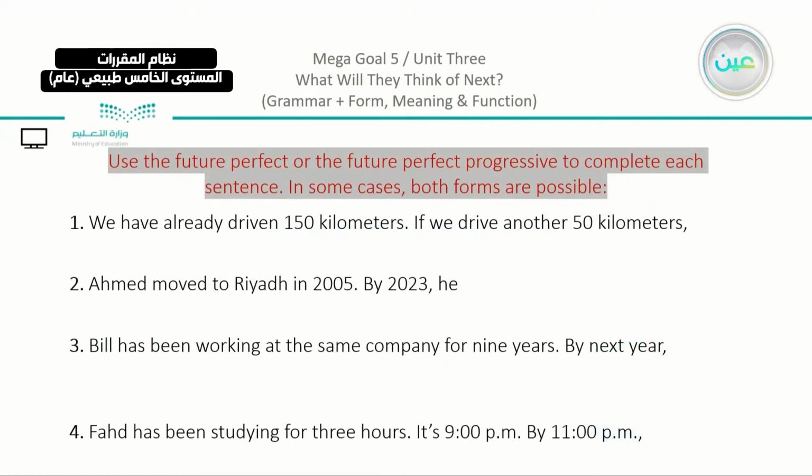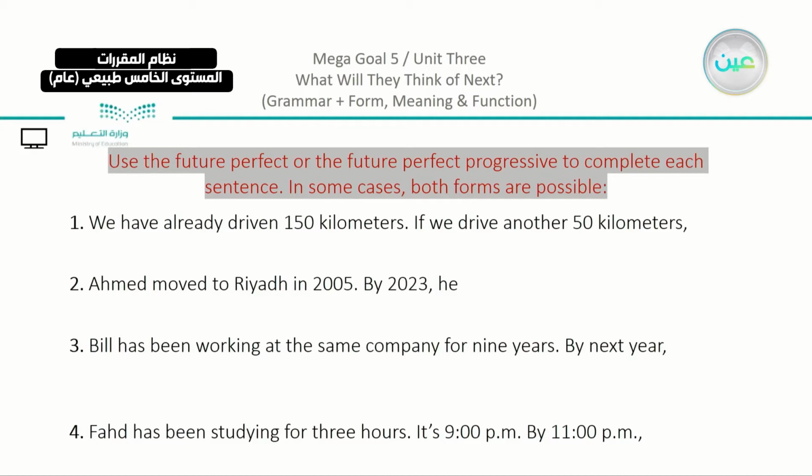Now we have here, this is going to be our new exercise. We have here: use the future perfect or the future perfect progressive to complete each sentence. In some cases, both forms are possible. So this is going to be the last exercise for our grammar part. But you have to decide when you can use both structures and when you can use just one.